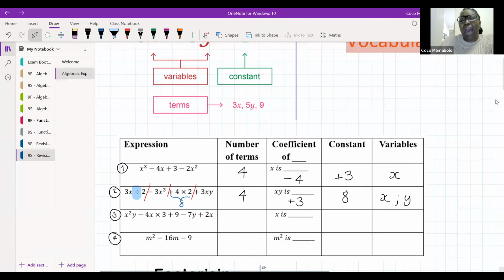I saw somebody say, ma'am, how? Yes. Remember, terms can only be separated by a plus or a minus. So this thing over here that says 3x divided by 2 can actually be written as 3 over 2x. And this whole thing can actually be written as 8. They're not separated. We can actually do the operation for those 2.